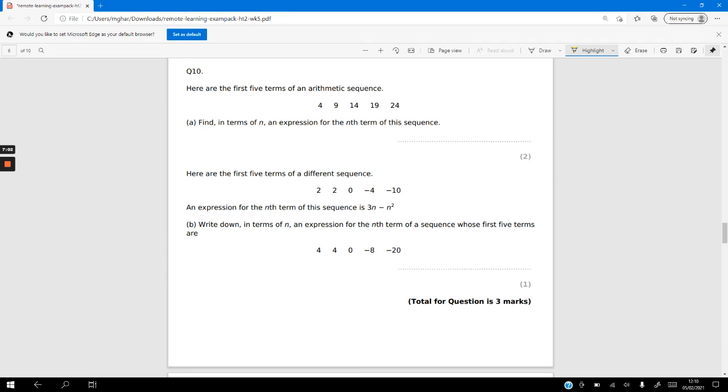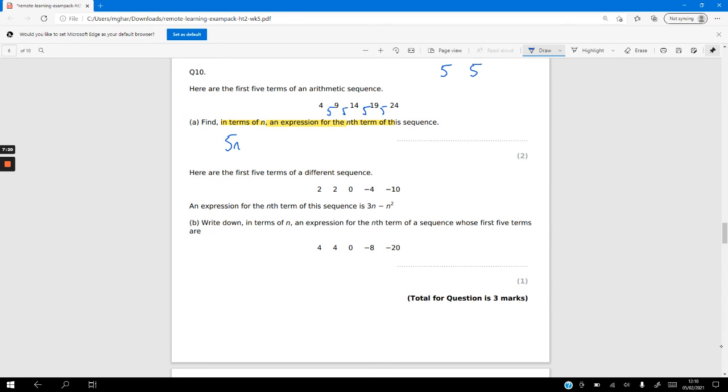It's asking us to find an expression in terms of n for the nth term of the sequence. Nth term for a sequence, I need to find the differences, which are 5s. And that means I'm going to be using 5 times by n. I then want to compare the 5 times table with this sequence I've got.